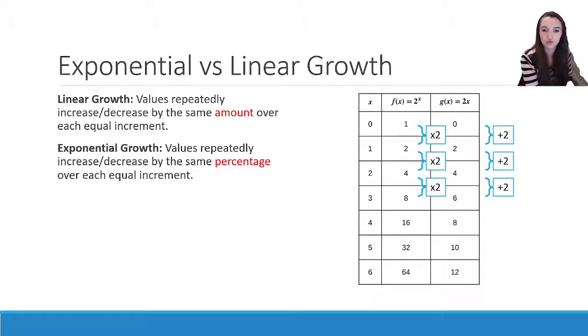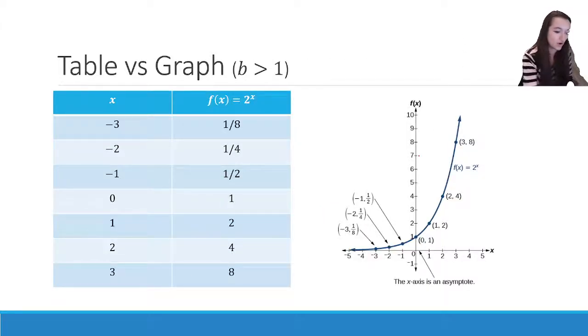However, for exponential growth, values repeatedly increase or decrease by the same percentage, also known as the same relative amount, over each equal increment. So in other words, same multiple. So times 2, times 2, times 2, times 2. So of course, if we're multiplying by 2 repeatedly, we're going to get a much larger number as we grow than if I'm just adding 2. So where linear growth is a nice straight line, exponential growth ends up being a curve that speeds up as we head towards larger input values.